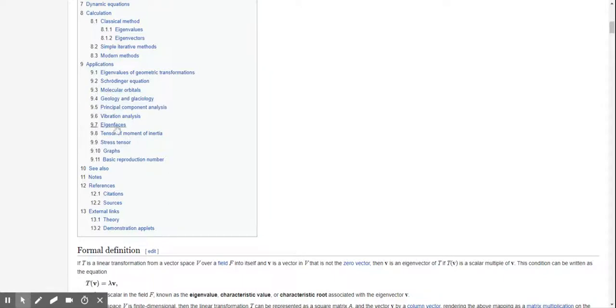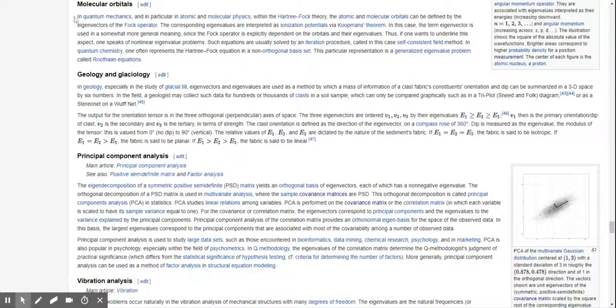Molecular orbitals. Stress tensor, graphs. In quantum mechanics, in particular in atomic and molecular physics within the Hartree-Fock theory, the atomic and molecular orbitals can be defined by the eigenvectors of the Fock operator. The corresponding eigenvalues are interpreted as ionization potentials via Koopmans' theorem. In this case, the term eigenvector is used in a somewhat more general meaning, since the Fock operator is explicitly dependent on the orbitals and their eigenvalues.